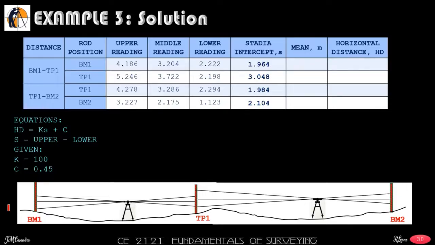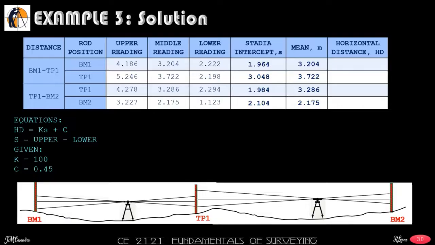So for our mean values, let us check if we have the correct readings. So the mean value for BM1 is 3.204. So it's the same. Next, TP1, line 1, 3.722. Same. Next, 3.286. Same for TP1, line 2. And 2.175. Same for BM2, line 2.